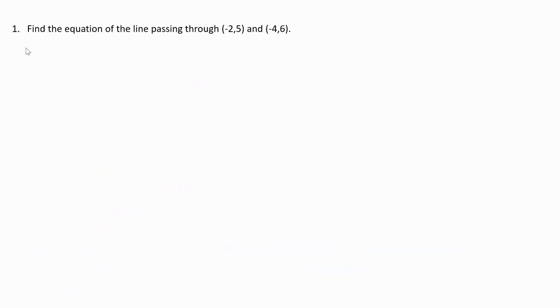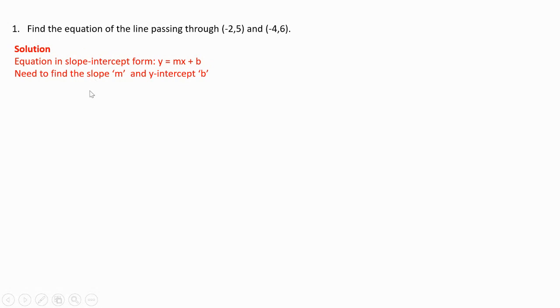Okay, number one is find the equation of the line passing through (-2, 5) and (-4, 6). So here's the solution. We need to put the equation in slope-intercept form, which is y = mx + b. I need to find two variables here, which is the m and the y-intercept, which is b. When they give you 2 points, they don't give you the slope, so I need to find my slope first. So my slope is m = (y2 - y1) / (x2 - x1).